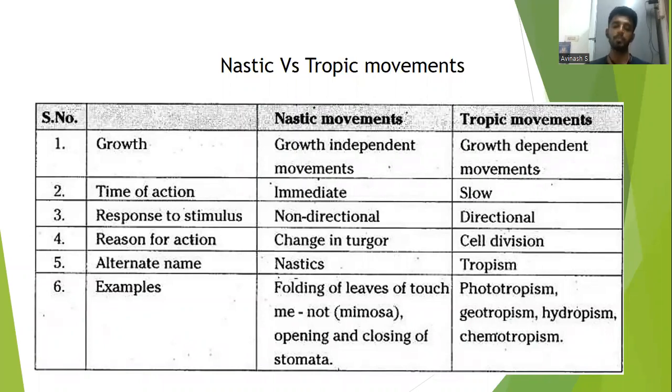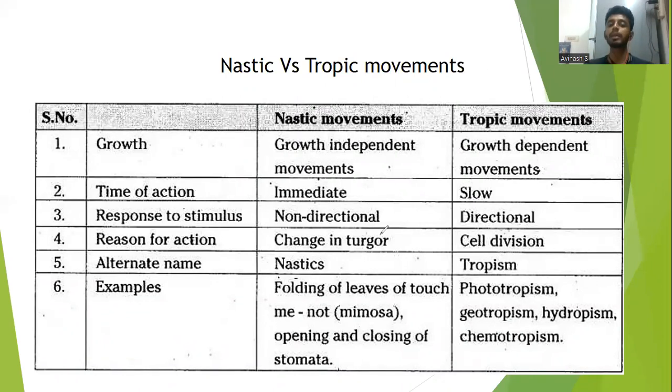Fourth one, why this happens. This is a very important point. Reason for action means why this is happening or how this is happening. As you all know, tropic movement is happening because of cell division. For example, if a shoot is growing towards sunlight, it is because auxin is stimulating that growth and there is cell division happening. That's why it is able to grow.